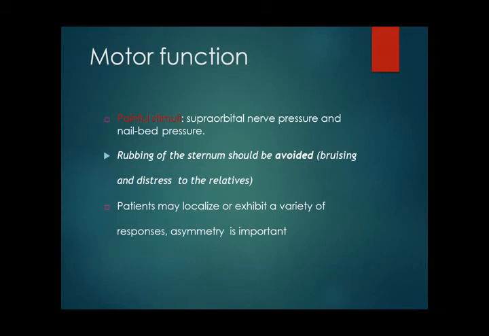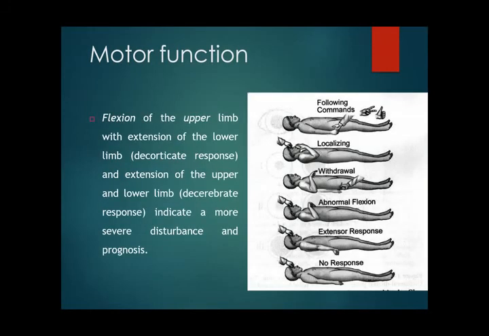No response is 1, extensor is 2, flexion is 3, withdrawal is 4, localizing is 5, and following command is 6. Now signs of lateralization. Unequal pupils, one is dilated, one is normal. Okay, it may indicate herniation. Deviation of eyes to one side, as I've already described.